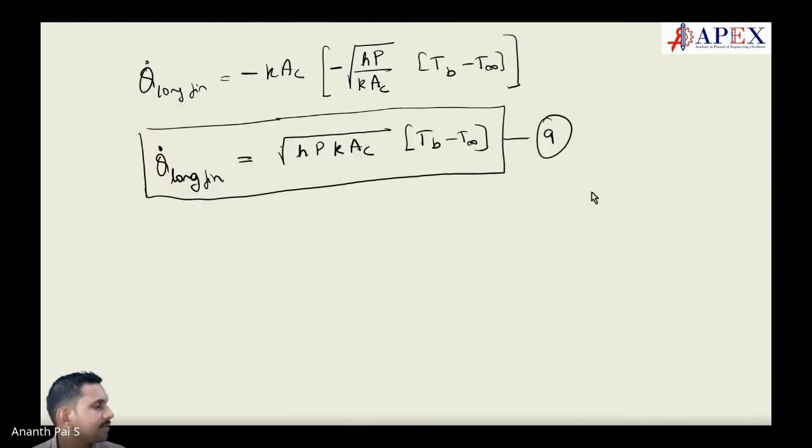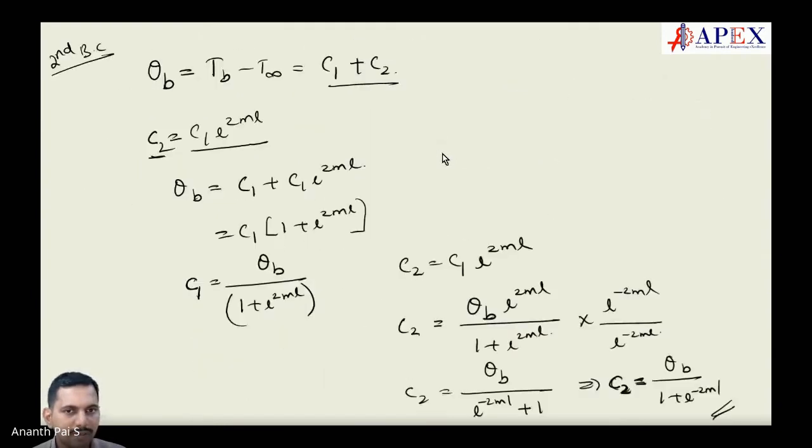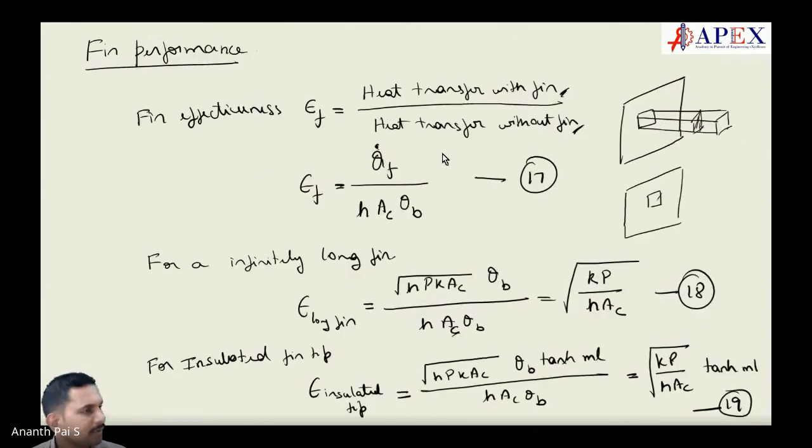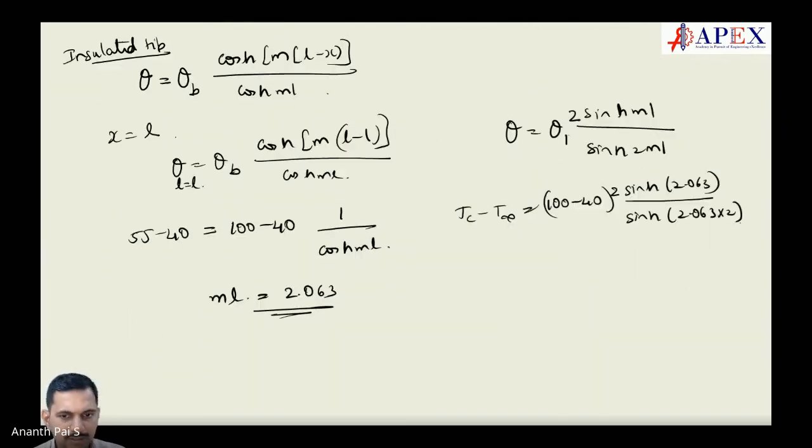You write this: h P k A times T_b minus T infinity. That's what the answer is. It comes to 7, lucky number 7.